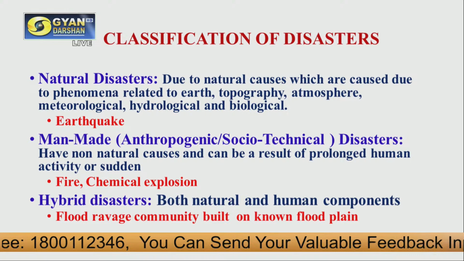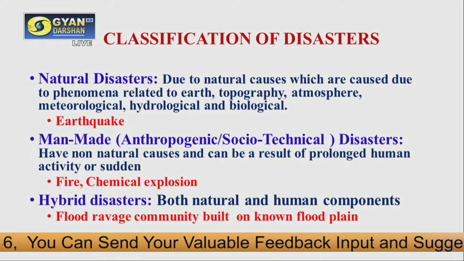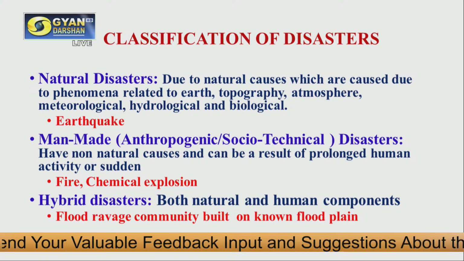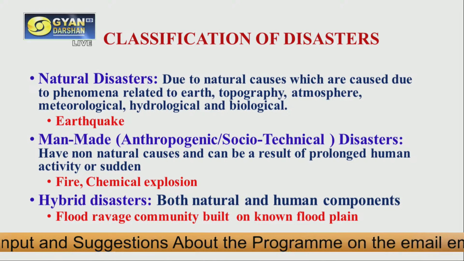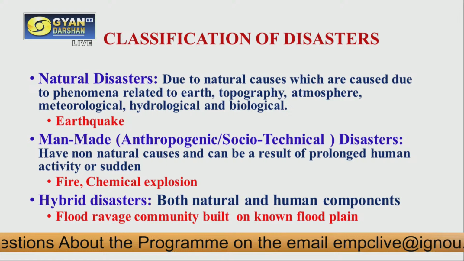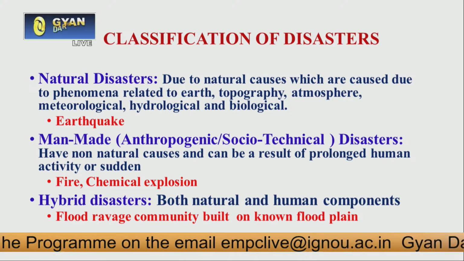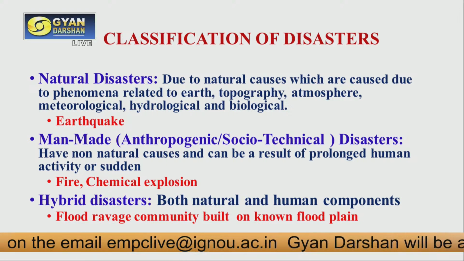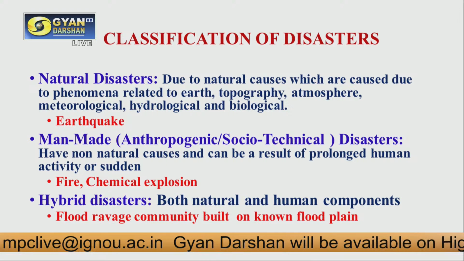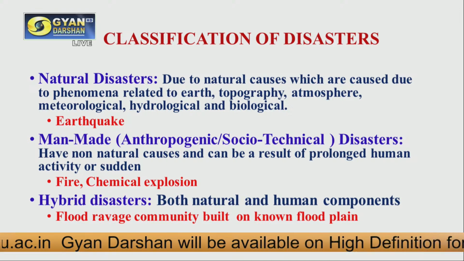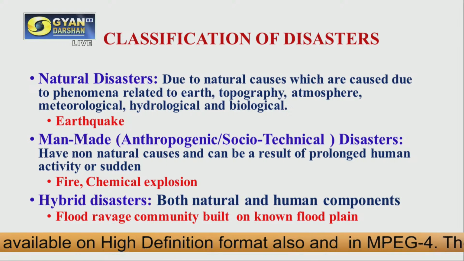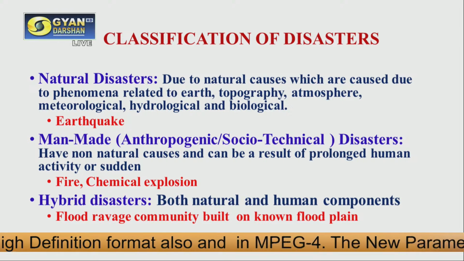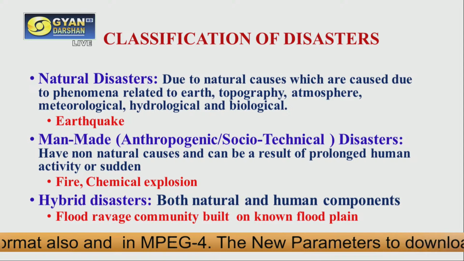Now let us move to the classification of disasters. So there are different types of disasters. How do we classify these disasters? Broadly, disasters are classified into two major categories, but a third one has also evolved, which is the interaction of the first two. What are these two categories? These two categories are natural disasters and man-made disasters.